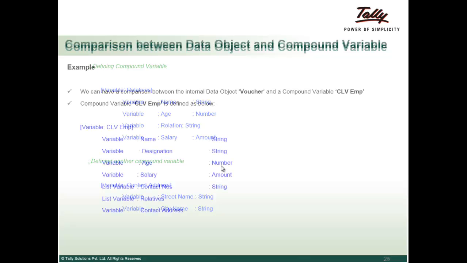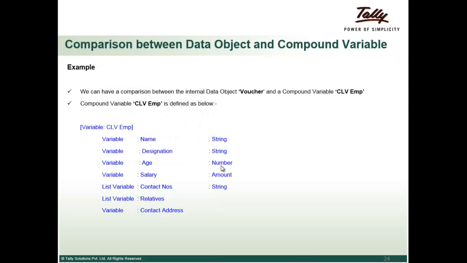So if you see, CLVM has the list variable contact numbers, which is a simple list variable. In the same way, if you see the object voucher, there is a compound collection, that is, you can call inventory entries a compound collection under it. And in the same way, CLVM has a compound list variable, which is relatives.